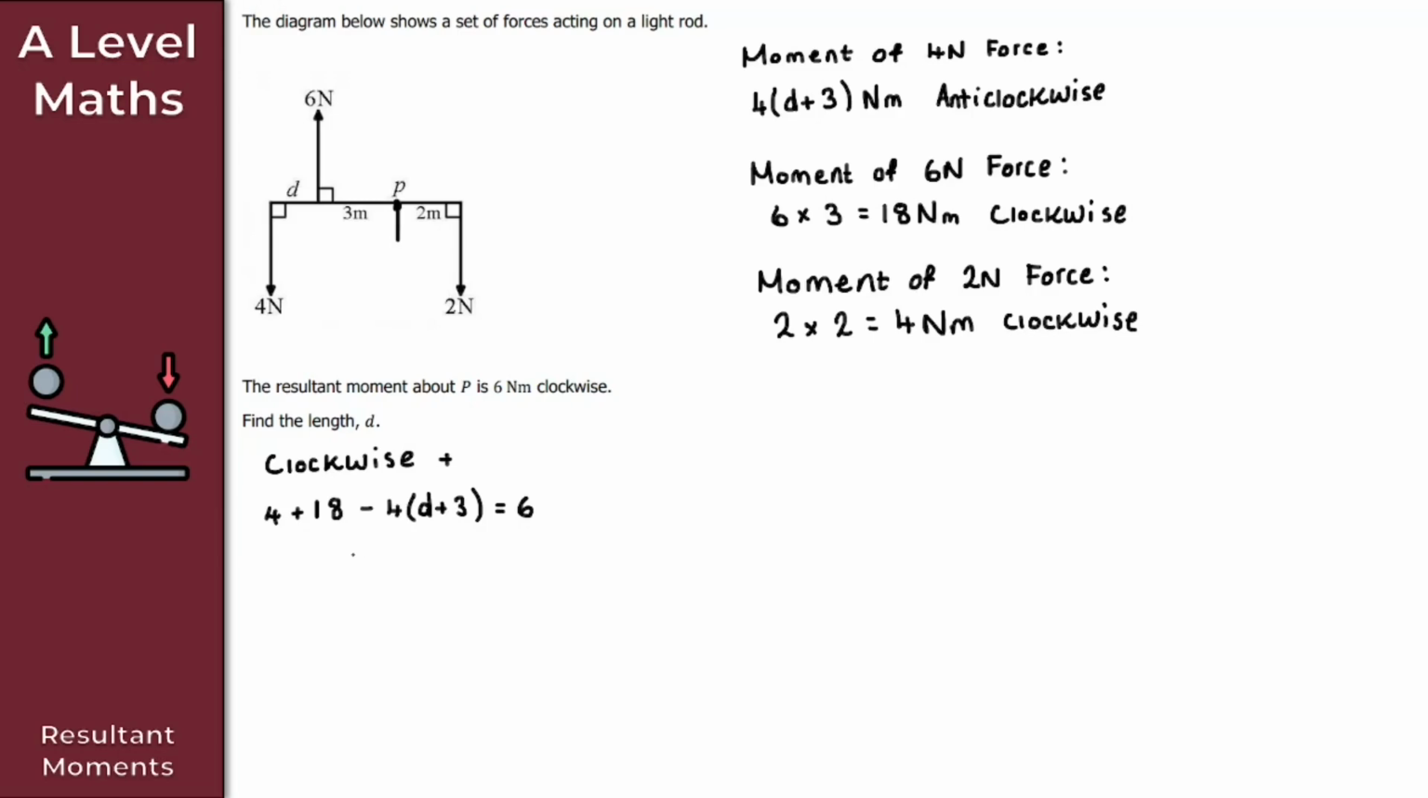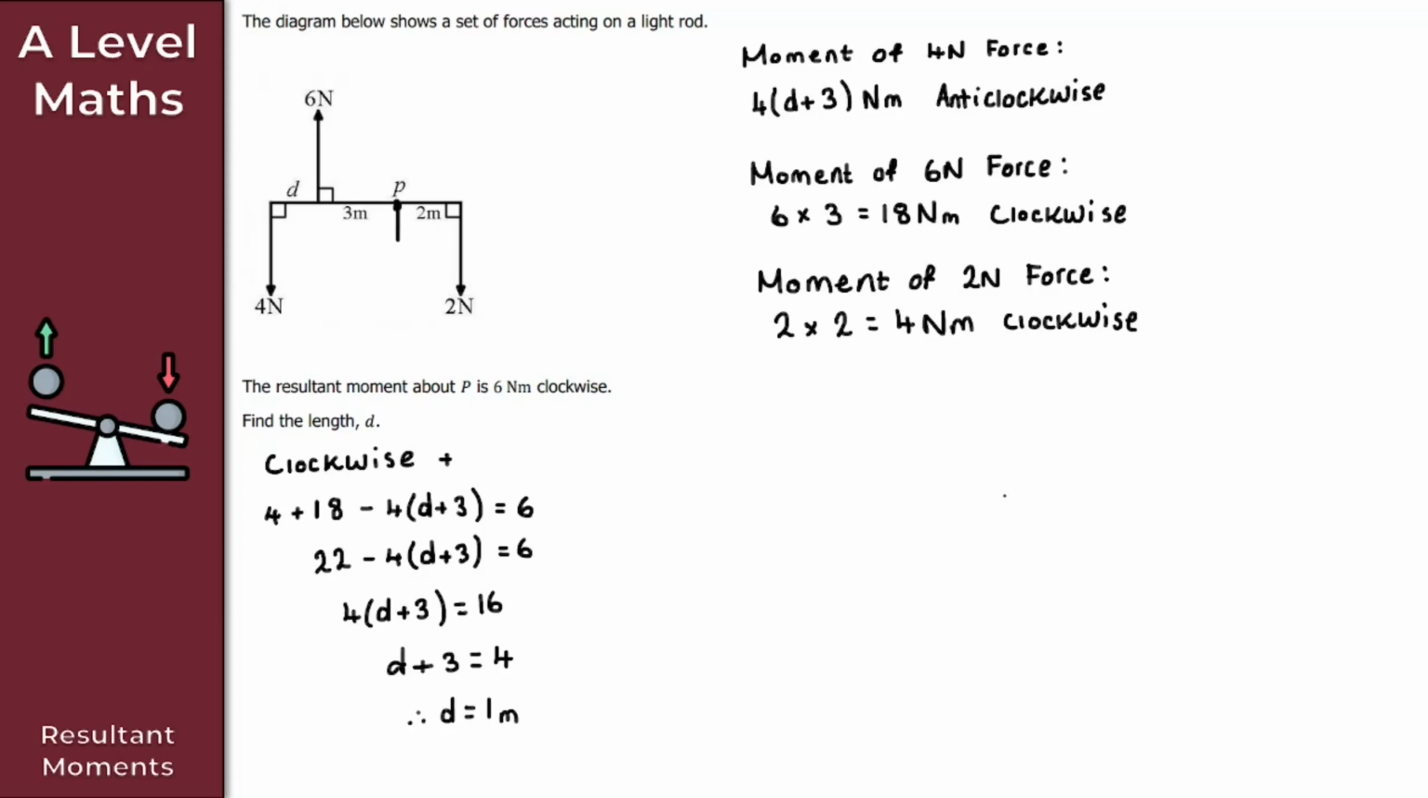So let's just simplify the left-hand side here. So I get 22 minus 4 lots of d plus 3 is equal to 6 here. Subtract 6 off both sides and add this to both sides here. I get 4 lots of d plus 3 is equal to 16. Divide both sides by 4, right? So d plus 3 is equal to 4. And then finally subtract 3 off both sides. And we find that d is equal to 1 here. So that's 1 meter, right? Okay. So that's if we choose clockwise as positive.